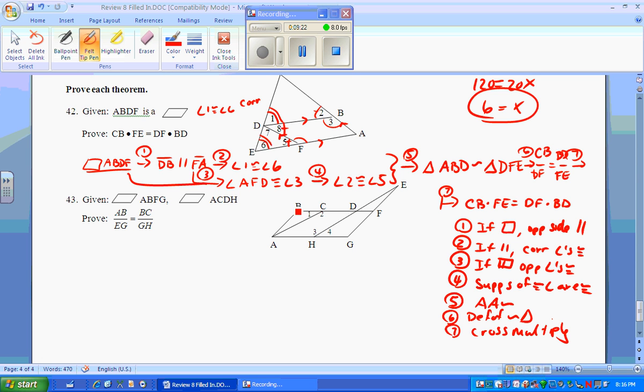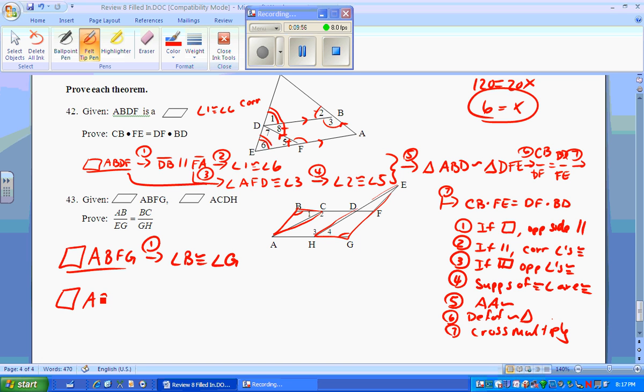Number 43, the very large one is a parallelogram. The very small one is a parallelogram. Prove that AB is proportional to EG, and BC is proportional to HG. So we're proving this triangle is similar to this triangle. You know B is congruent to G because if parallelogram ABFG, then angle B is congruent to angle G because opposite angles are congruent.